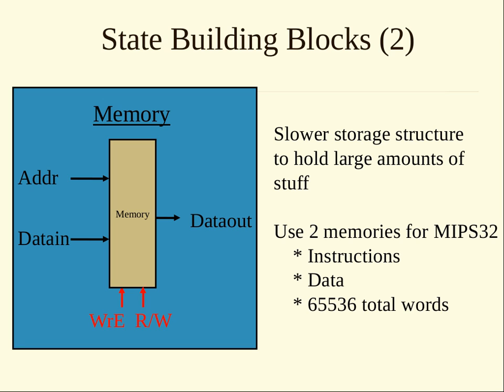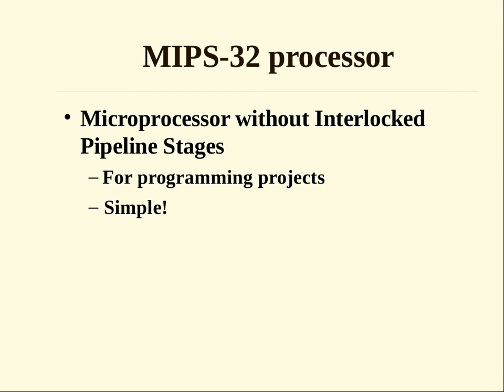Notice there's 2 memories, the instructions and the data. For our chip, we're only going to have 64K words. A word is 32 bits. It's a lot of bits. Our first MIPS 32 processor is going to be a microprocessor with interlocked pipeline stages. We haven't talked about pipeline stages because we're not going to do it right now. It's for our programming projects and it is very simple.